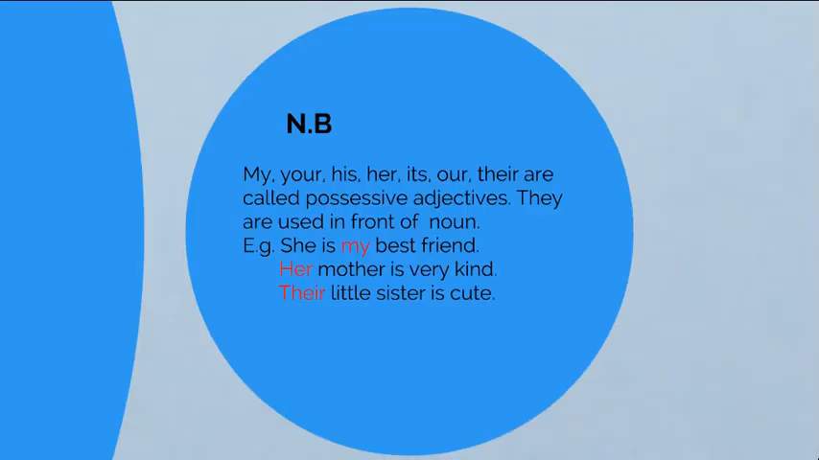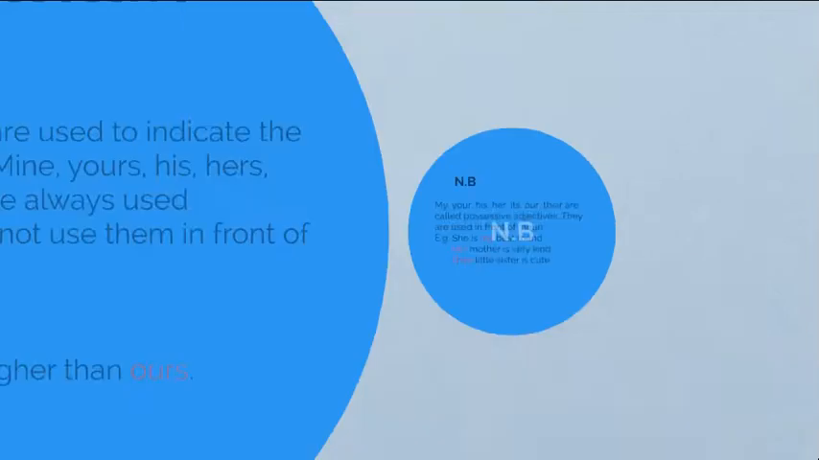Something you must pay attention to is that there are also possessive adjectives, which are different from possessive pronouns. They are my, your, his, her, its, our, and their. They are used in front of a noun. For example, she is my best friend, her mother is very kind, their little sister is cute.